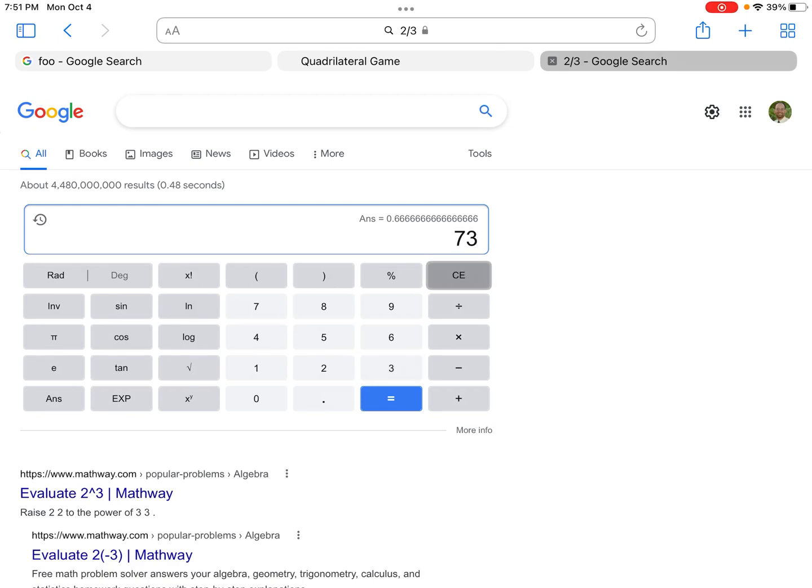3 divided by 7 equals, and there's one of those nasty long decimals. 0.428571. Let me read it. 428571. Oops, I didn't want to do that. I don't know why percentage just went in there. But the 42857 is actually repeating.